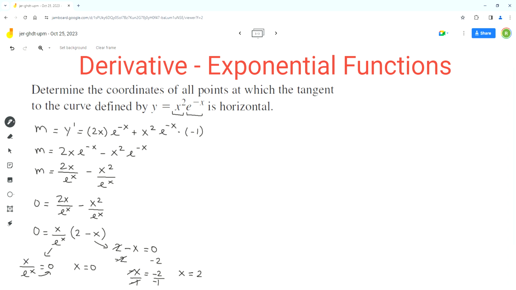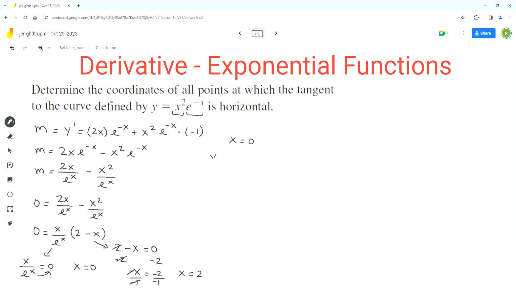Now we have to find the points. So that means we have to find the corresponding y values for these x values. So we should sub in these x values one by one in the given equation of the curve to find the corresponding y values. So let's start with x equals 0.